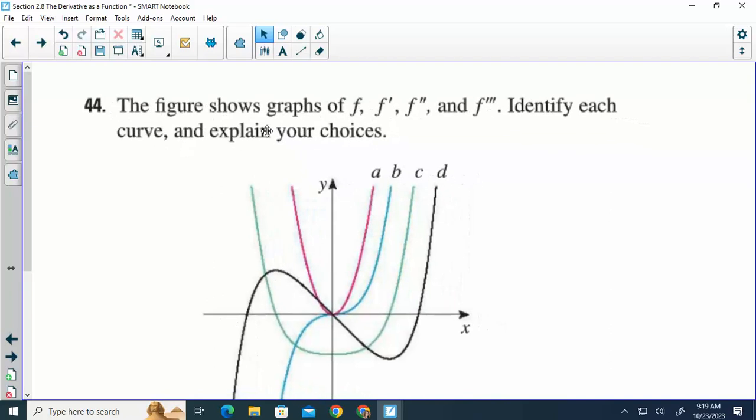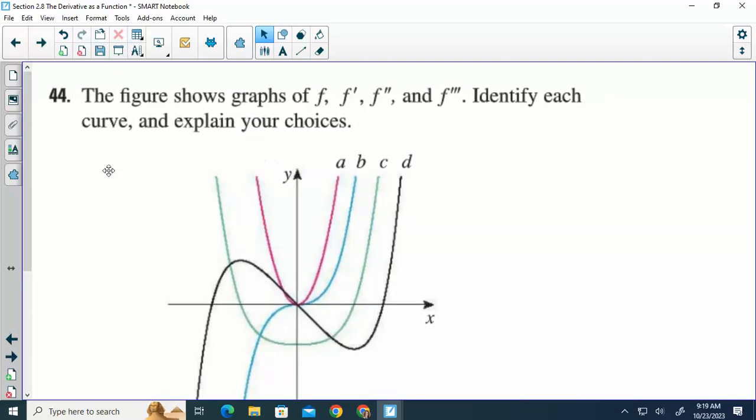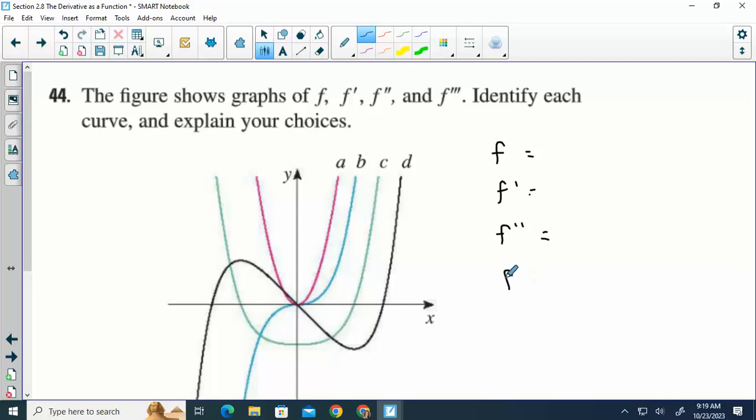You'll notice these are all taken from the book. That's where the numbers come from, so that tells you which problems they're similar to on your homework. So this is giving us 4 graphs, and they represent an original function, first derivative, second derivative, and third derivative. We have to figure out which is which.